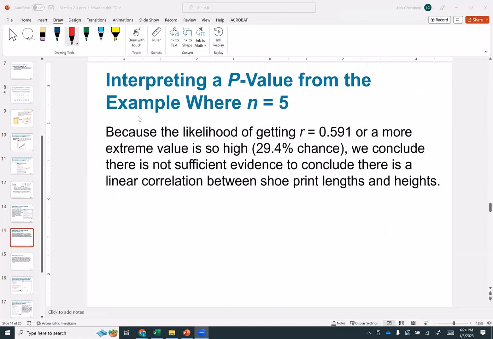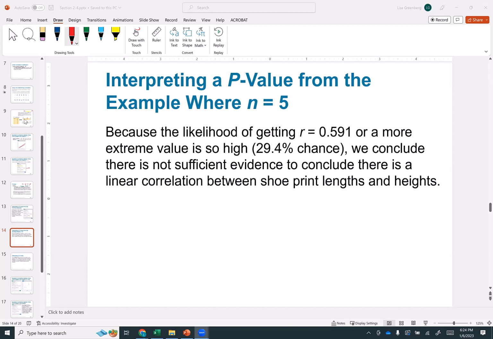Interpreting a p-value from the example where n equals 5, because the likelihood of getting R equals 0.591 or a more extreme value is so high, it's at a 29.4% chance, we conclude there is not sufficient evidence to conclude there is a linear correlation between shoe print length and heights.